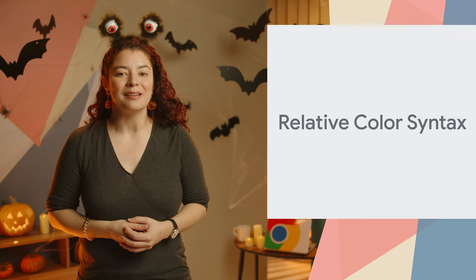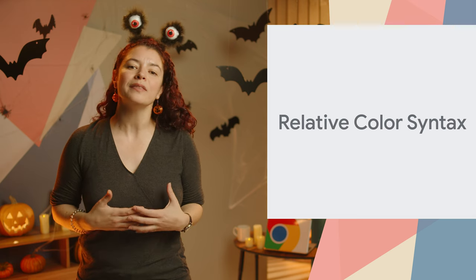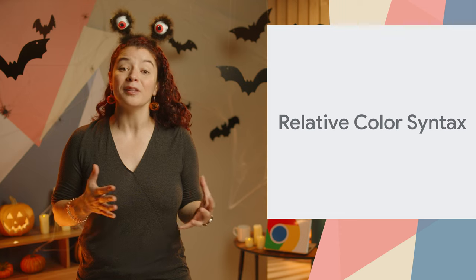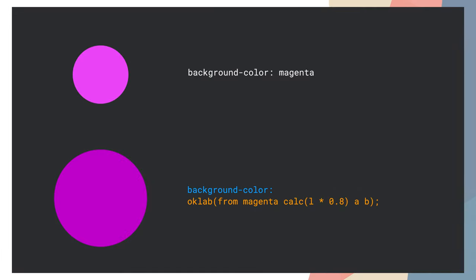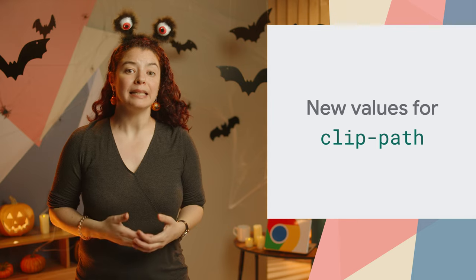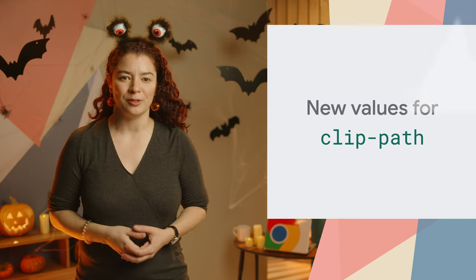Number two, the relative color syntax allows developers to define colors by modifying the parameters of other colors. For example, the code on the screen results in a magenta that is 80% lighter. And number three, clip path now supports more values.